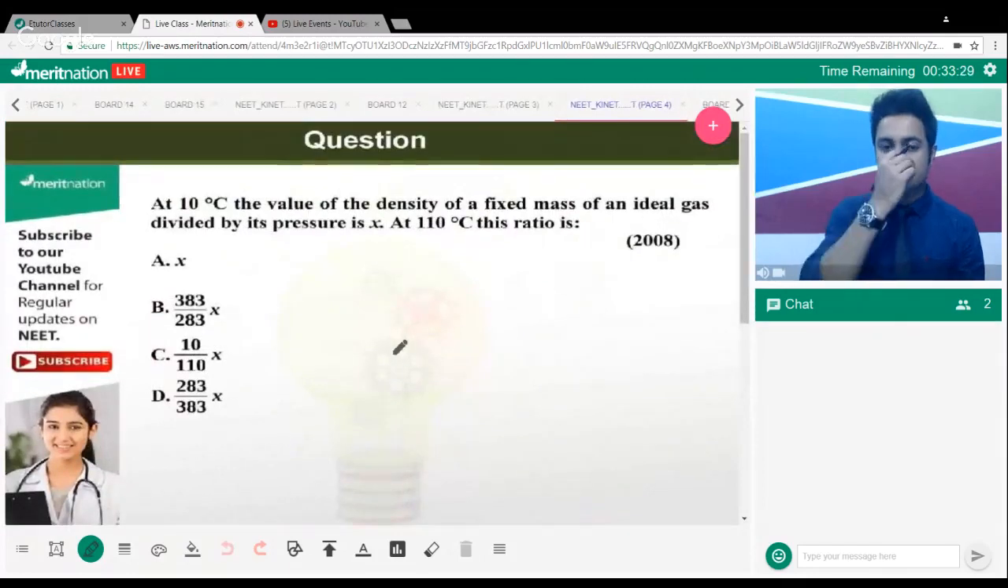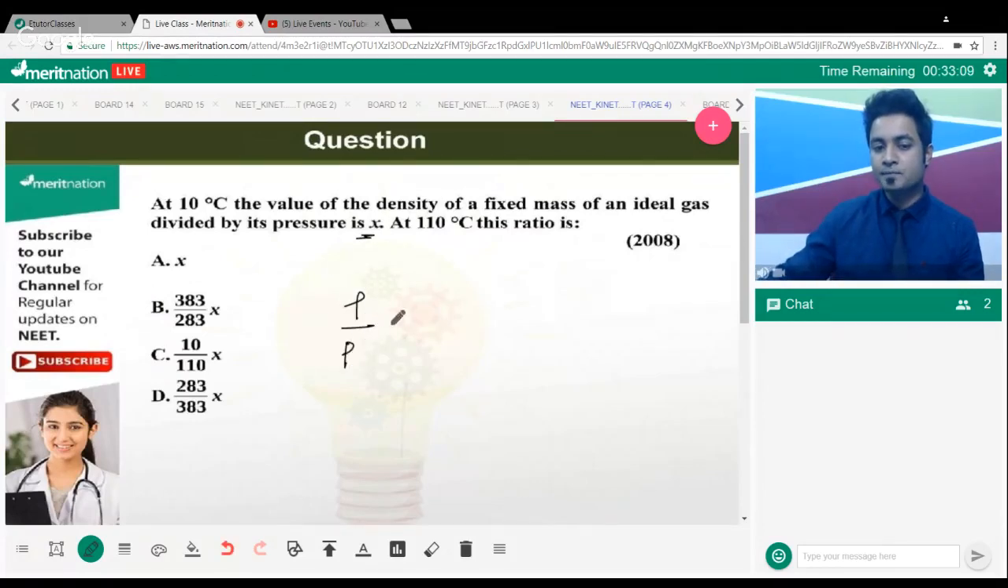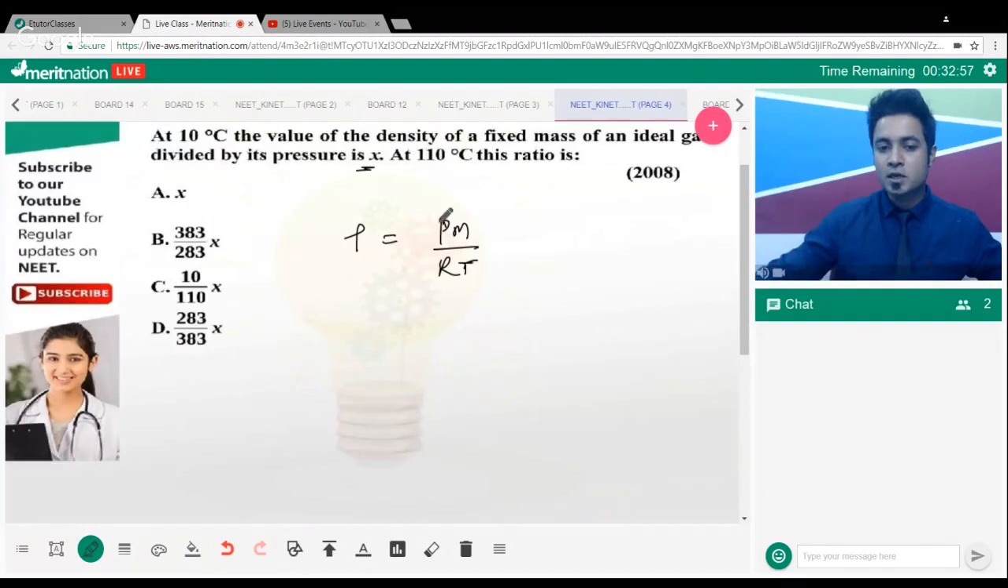Yes, we do have another question here, where at 10 degrees Celsius, we have a fixed mass of an ideal gas, and the ratio of the density divided by the pressure is X. So what is the density upon pressure? I have already told you, we derived it in the first slide, that density is PM upon RT. So you can create the ratio given in the question, and that is nothing but M upon RT, and this is given as X.